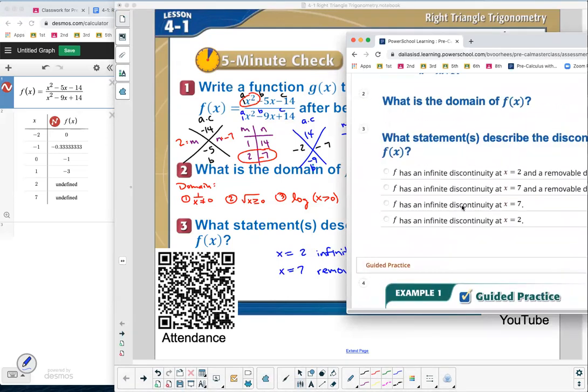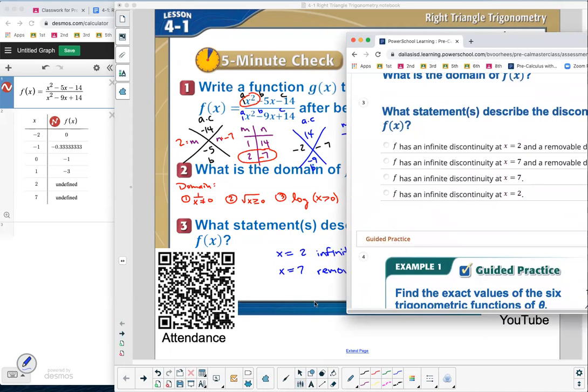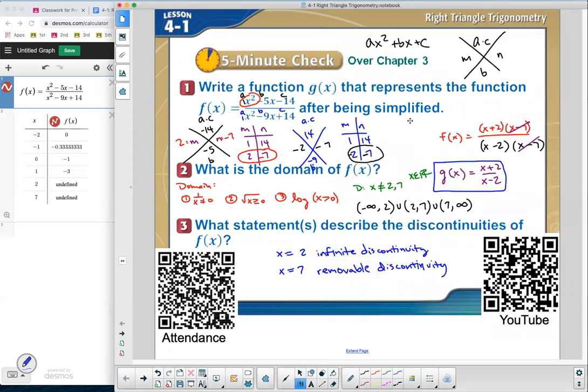And now we're going to start lesson 4.1, which is an introduction to trigonometry for pre-cal. It's right triangle trigonometry. By the way, you did cover this in geometry, but in calculus, we're going to really hit it hard. So that's what we're going to do today.